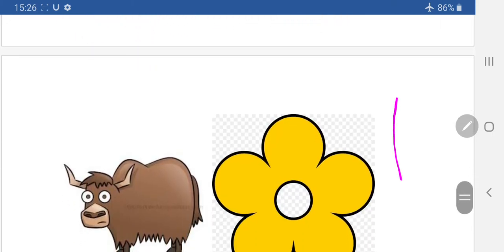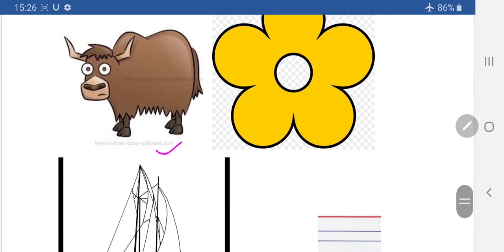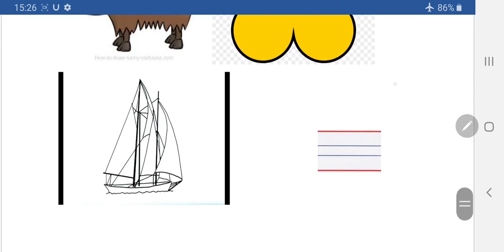Now everyone look at the picture. What is this? Y a yak, Y a yellow. What is the color of the flower? Yellow. Y a yak, Y a yellow. And Y a yarn. How we will write Y? A slant line and then a small slant line. And what is the sound of Y? Ya. Y a yellow, Y a yak, Y a yarn.